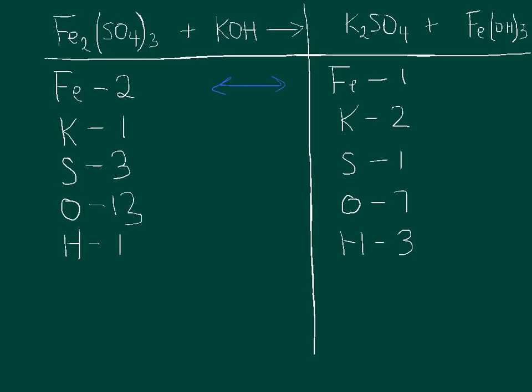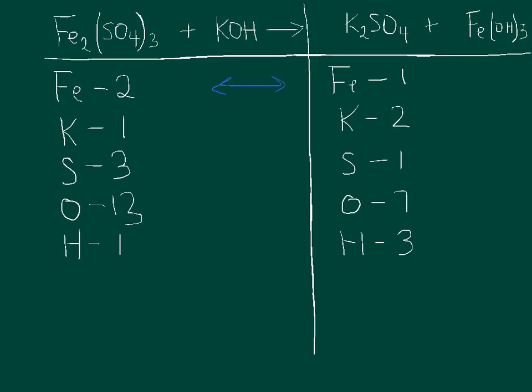Now, in order to balance an equation, I can add coefficients. In front of any of these formulas, I can put a number there. We call that a coefficient, which is going to work kind of like these subscripts. If I put a number in front of a formula, it's going to multiply that whole formula by that number. Now I cannot change these subscripts. Those are permanent. I can only add coefficients.